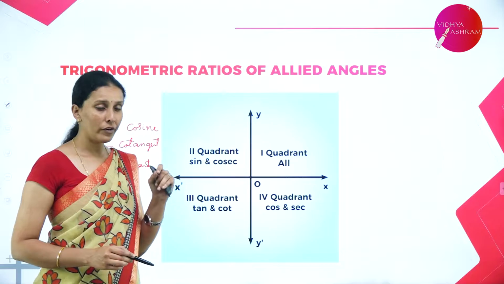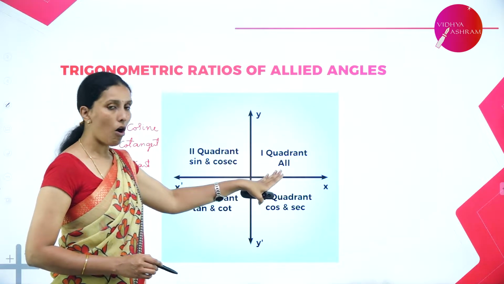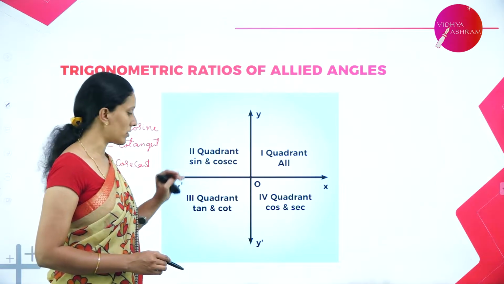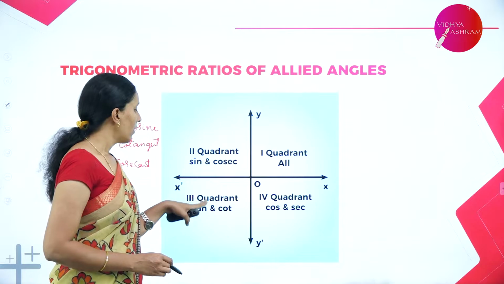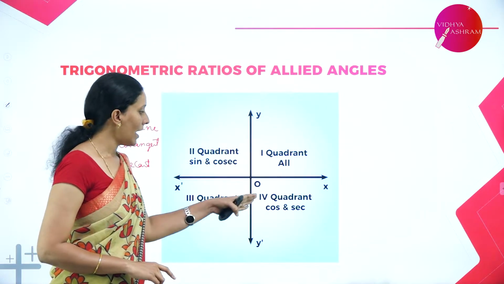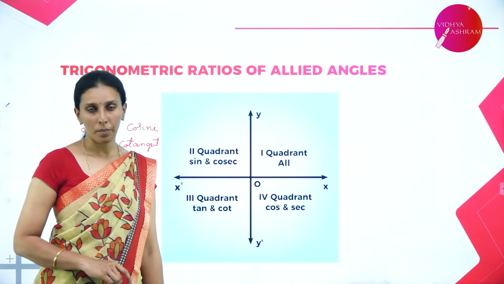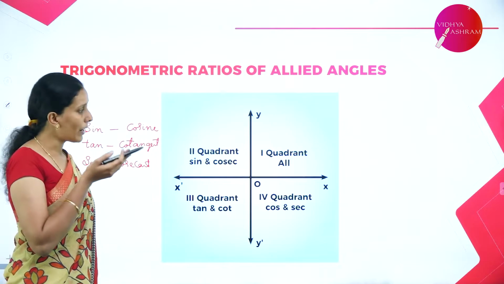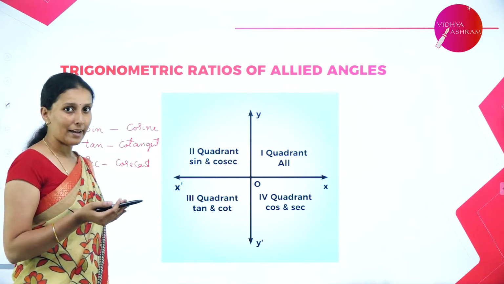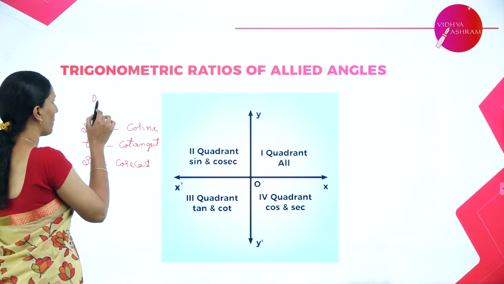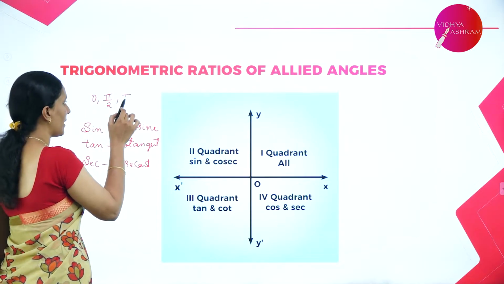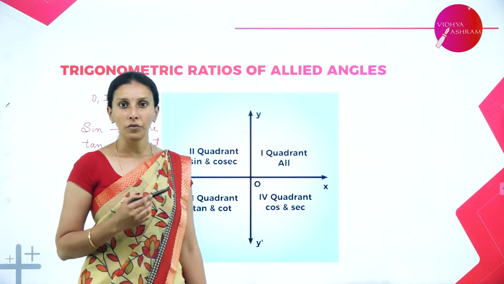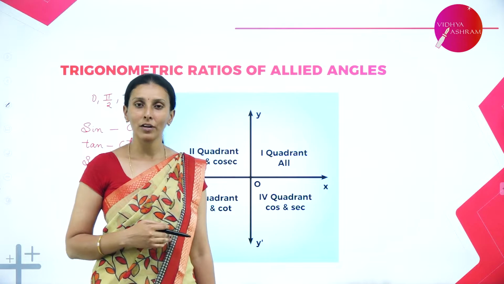Now we have already studied that in the first quadrant all functions are positive. In the second quadrant sine and cosecant are positive. In the third quadrant tan and cot are positive, and in the fourth quadrant cos and secant are positive. Suppose I express any angle other than 0, pi by 2, pi and 2 pi as a sum or difference of 0, pi by 2, pi or 2 pi. According to that we will decide the value and sign of the functions.